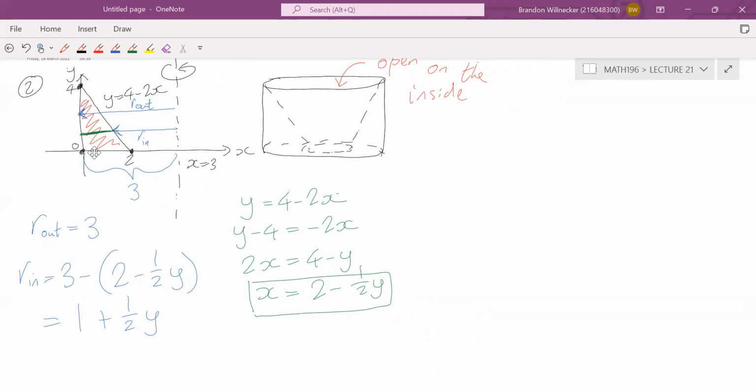Okay, so everyone's all right with that. Okay, so we've got the inner radius, we've got the outer radius. Now we can just plug into the volume formula.